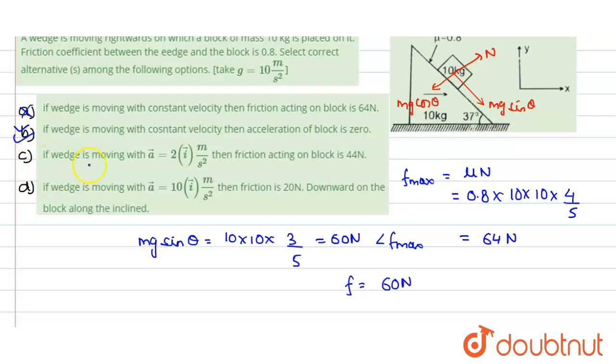Now in the C part, it is given that if the wedge is moving with some acceleration towards the i cap direction, then the friction force on the block is 44 Newton.